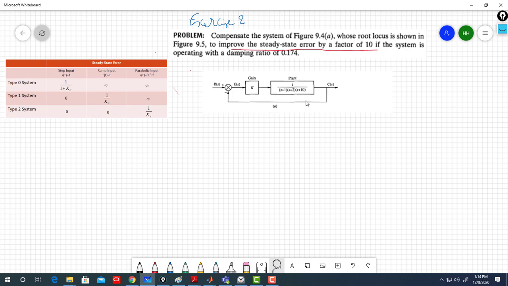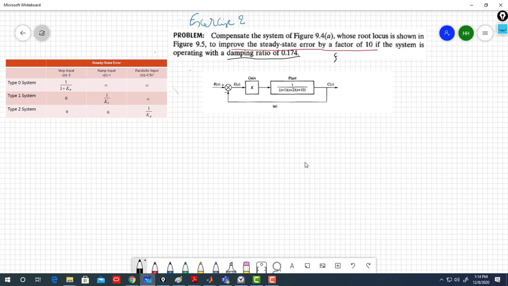So basically it's the same exercise as we did before, but here, compensate the system. They ask us to build a controller compensator to improve the steady state error by a factor of 10, if the system is operating with a damping ratio of 0.174. Okay, so let's start working on it. So how to start? First, damping ratio of 0.174.